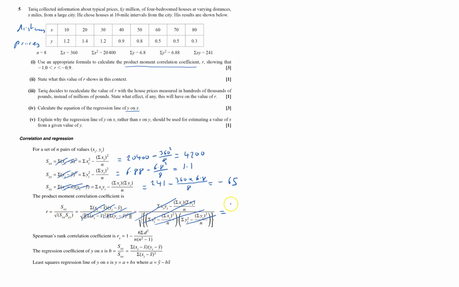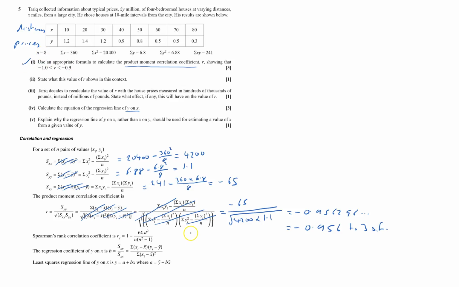Having worked out the numbers separately here, I can work out what R is, using the formula with SXY. So R equals minus 65 over the square root of SXX, which is 4,200, times by SYY, which is 1.1, and that equals minus 0.956296, which equals minus 0.956 to three significant figures. So that's done the first part.